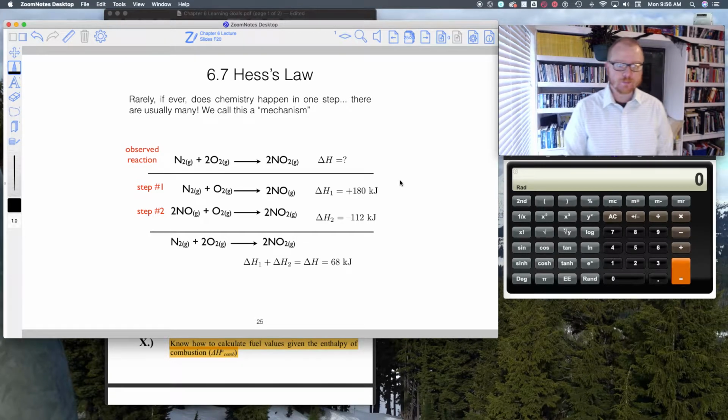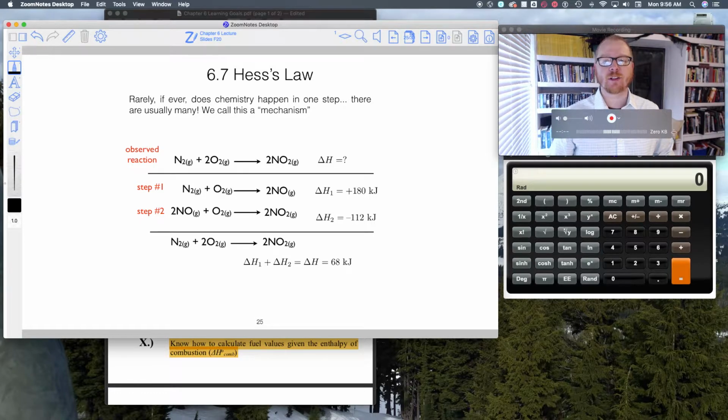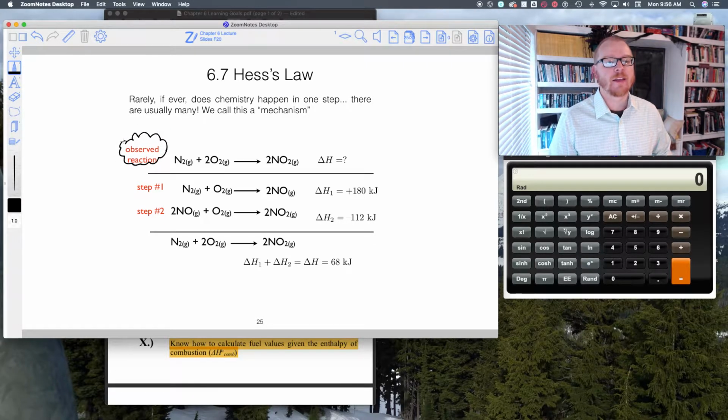All up. So to start, Hess's law. In Hess's law, I don't have a formal definition of Hess's law here, but basically what Hess's law is saying is, in chemistry, there are often multiple steps in a reaction. So up to now, we've only ever showed you one step, which would be the observed reaction, or sometimes I call that the global reaction, the main reaction.